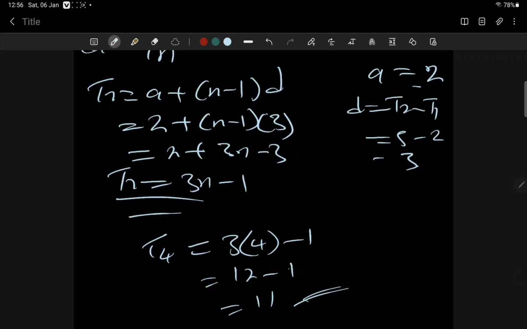So good luck on your sequences. On the next video, we are doing geometric progression, the nth term of the geometric progression.